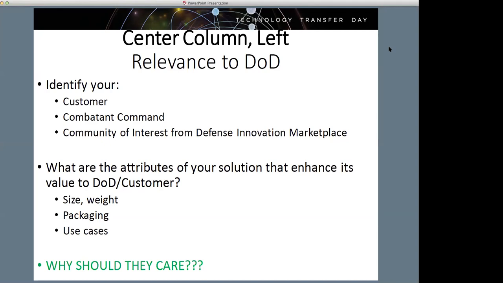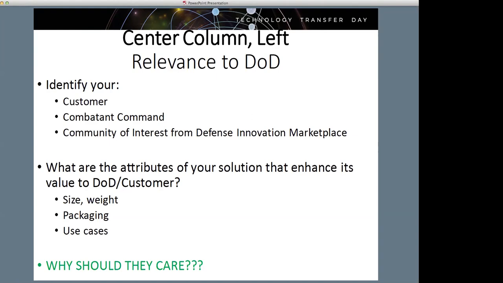If you are new to this world and you're still trying to figure out where you fit, that's where you can use the combatant command capabilities needs chart and/or the communities of interest on the Defense Innovation Marketplace to help you hone in generally on where you might fit. But that should now be in the top right quadrant of your quad chart. This customer should be clearly identified also in your information paper.